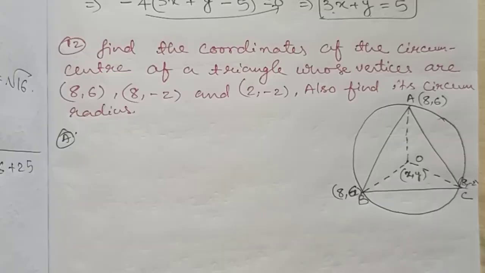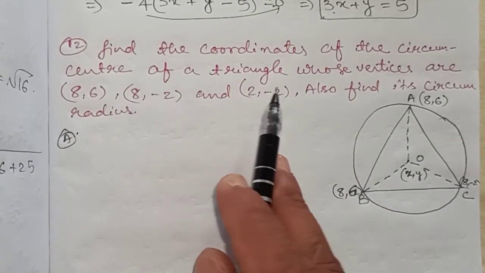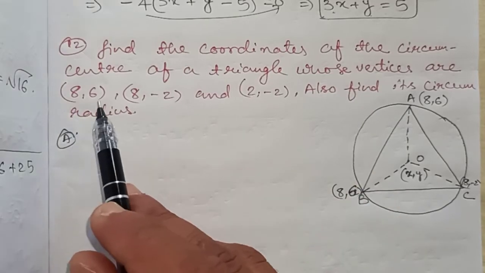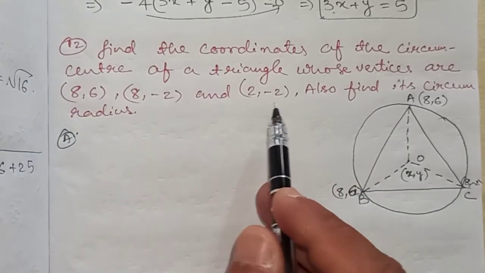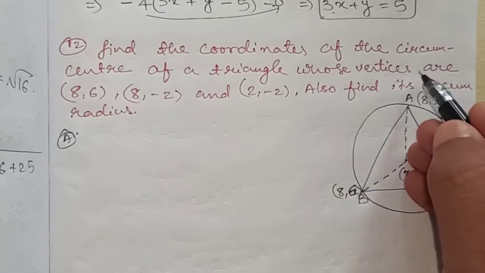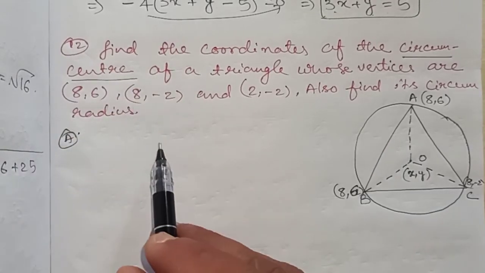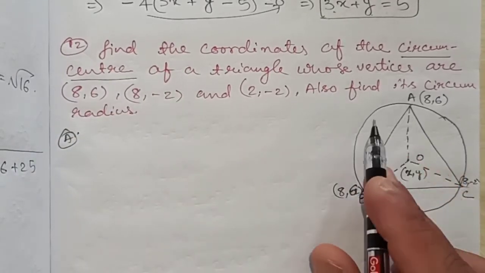Okay. Next, in question number 12, it is given: find the coordinates of the circumcenter of a triangle whose vertices are (8, 6), (8, minus 2), (2, minus 2). Also find its circumradius. Okay. So for you, circumcenter is a new word. So to explain this, I have just drawn a diagram.